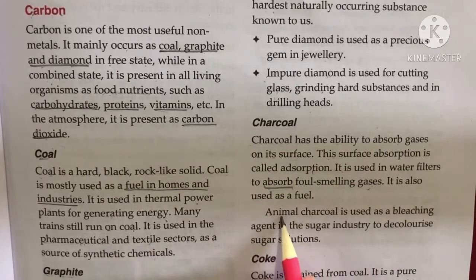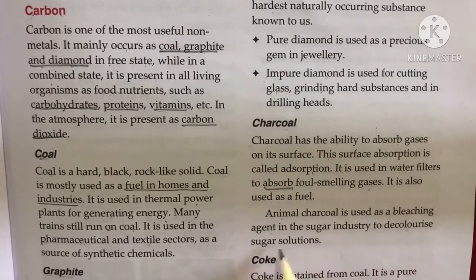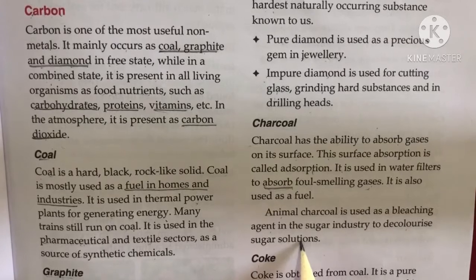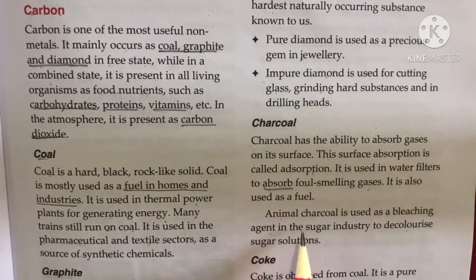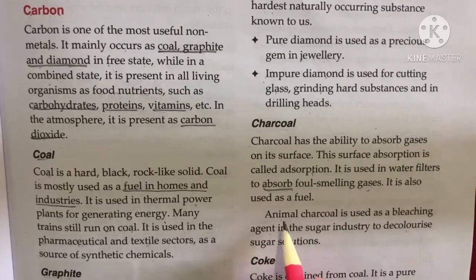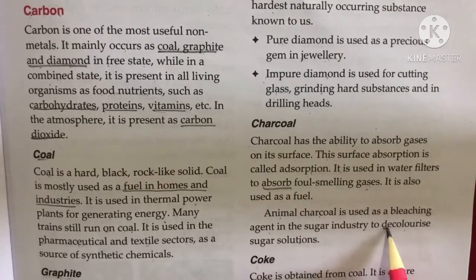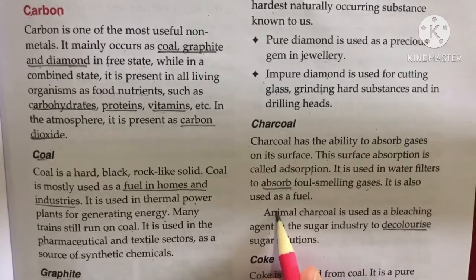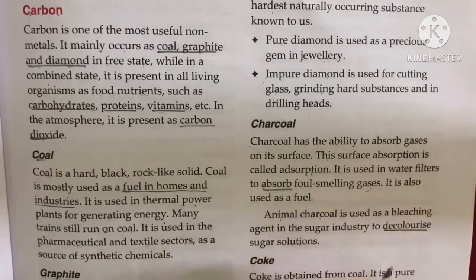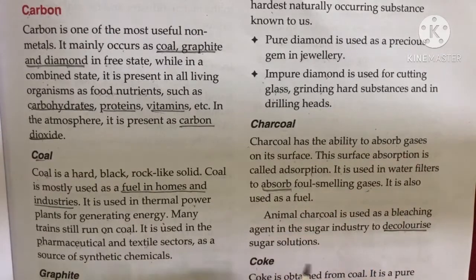Then animal charcoal is used as a bleaching agent in the sugar industries to decolorize the sugar solution. The color of the sugar solution is brown, so we get sugar that is white in color. Animal charcoal is used for decolorizing. Decolorizing means to remove that brown color. This charcoal absorbs the brown color on its surface.